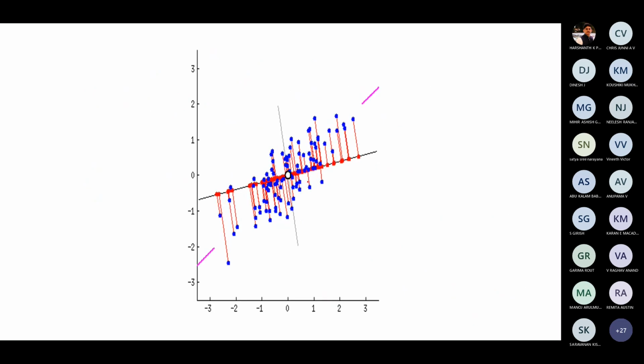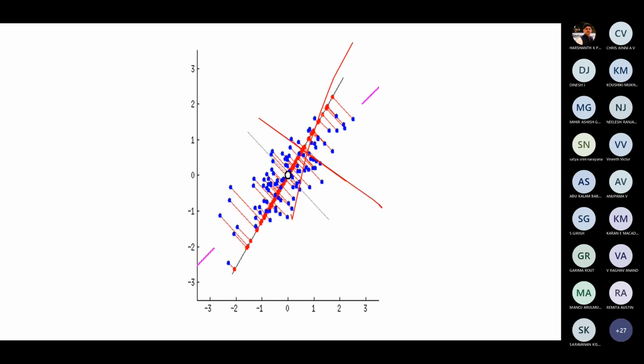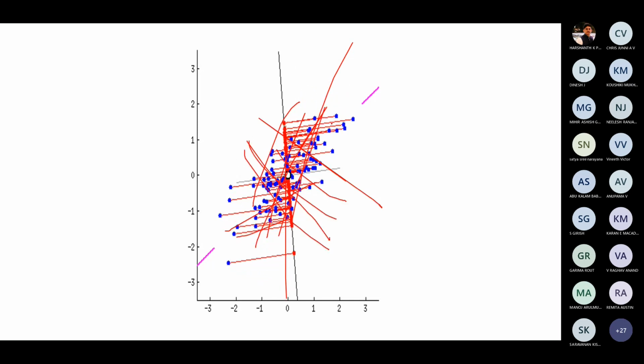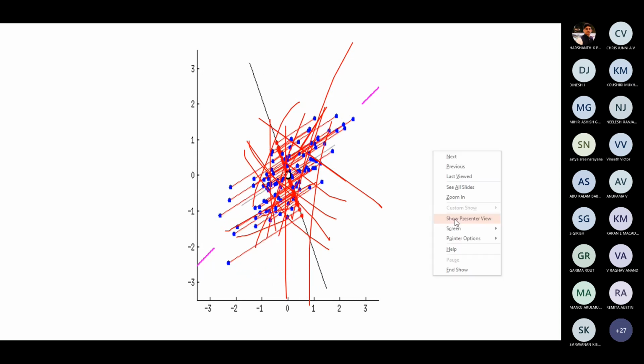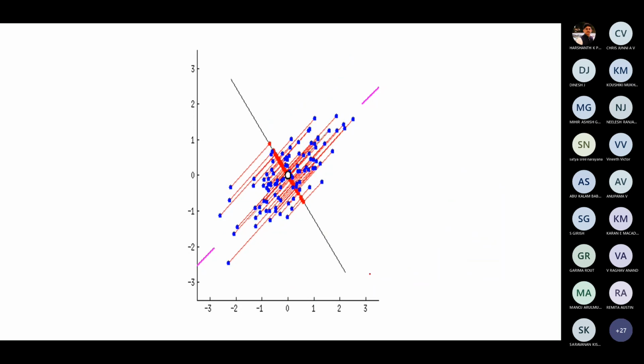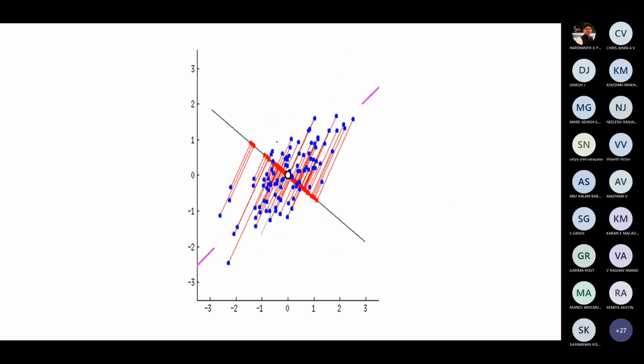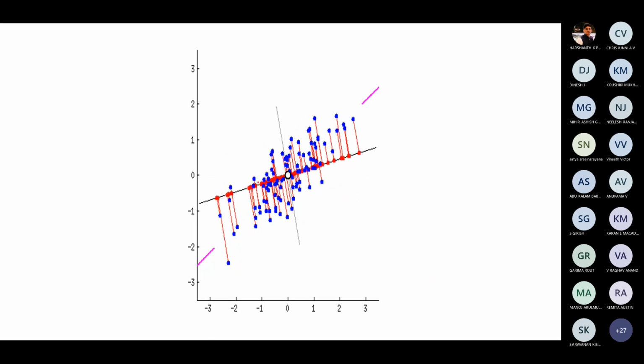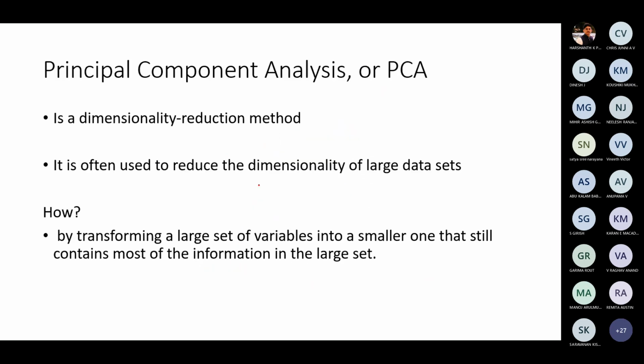Now if you see this one, we can see there are so many orthogonal lines I can draw. I can keep on drawing so many orthogonal lines. But which is the best line? I've just shown you. Can you see at which point of the data the minimum amount of information is lost?